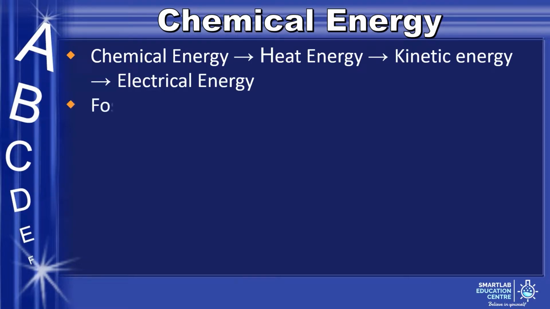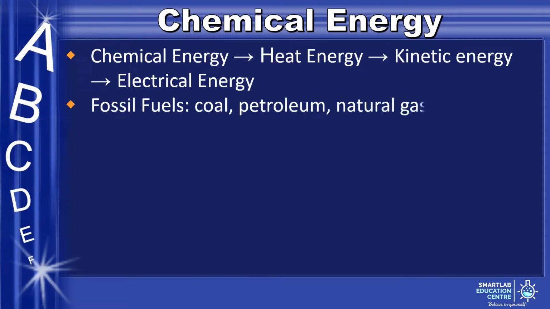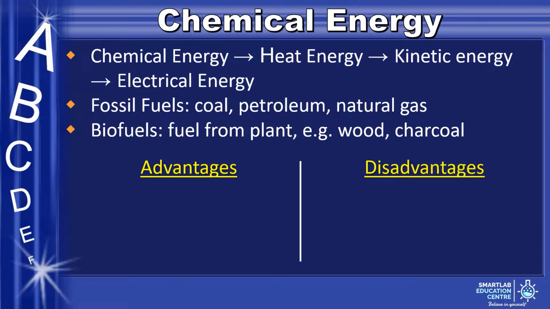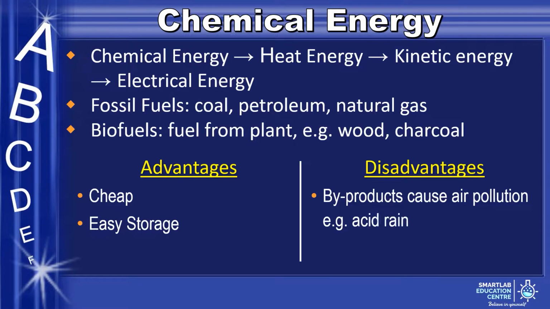The fuel can be fossil fuels such as coal, petroleum, natural gas. The fuel can also be biofuels, for example, fuel from plants, such as wood, charcoal. The advantages of chemical energy are that it is cheap and easy to store. The disadvantages of chemical energy are that byproducts cause air pollution, for example, acid rain. Supply will run out.